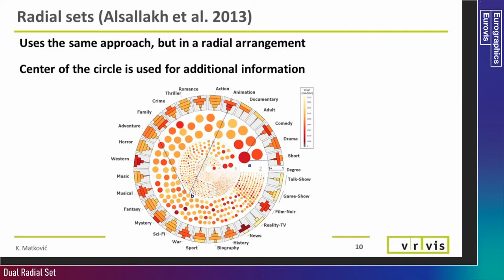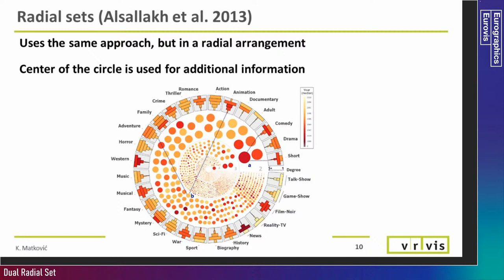So the Radial Set, presented in 2013, basically uses the same idea on a circle, just arranged circularly. So you can see these bars in circular sectors, which correspond to, for example, genre only, genre plus one, plus two, plus three, plus four, and more.